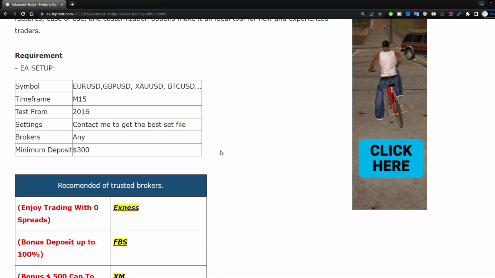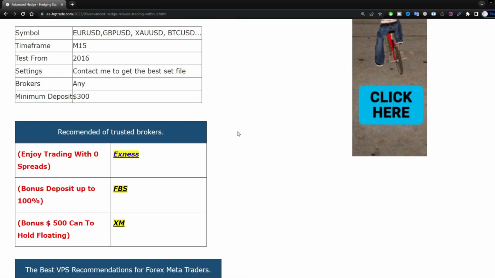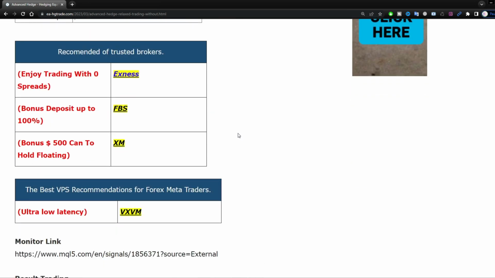Requirement: Advanced Hedge runs on Euro to US dollar, Pound sterling to US dollar, Gold ounce per US dollar, and can run on BTC/USD as well. Suitable for running on the M15 time frame.